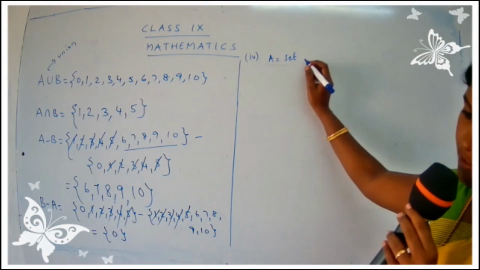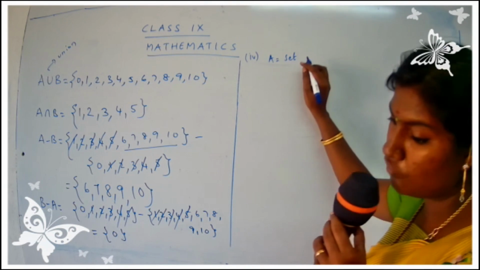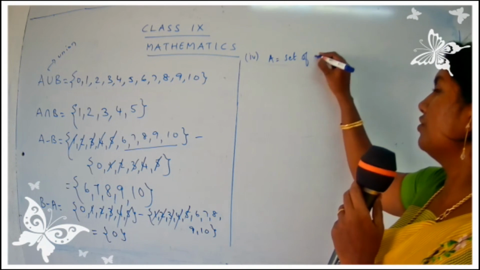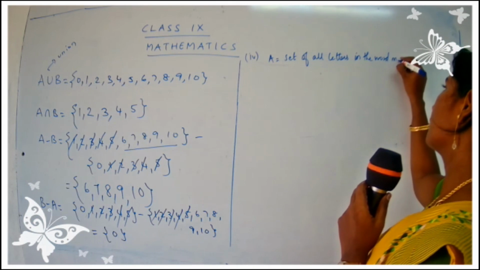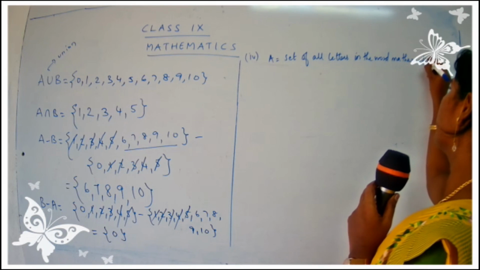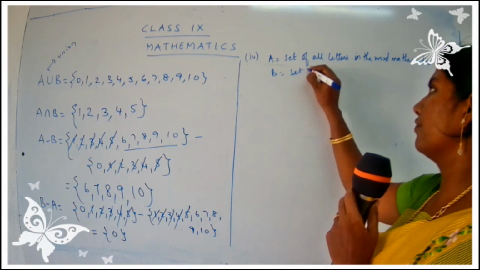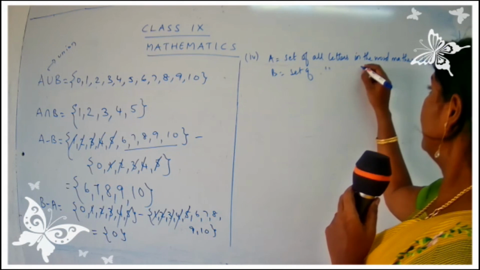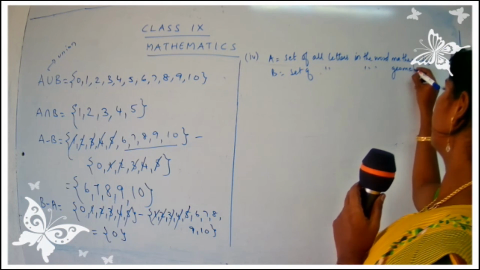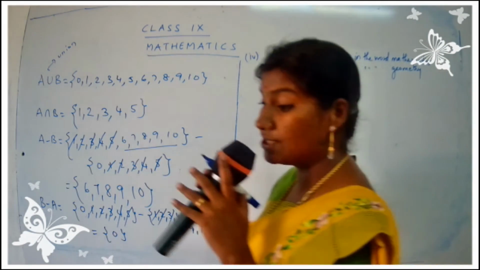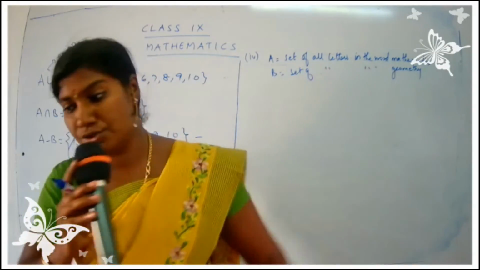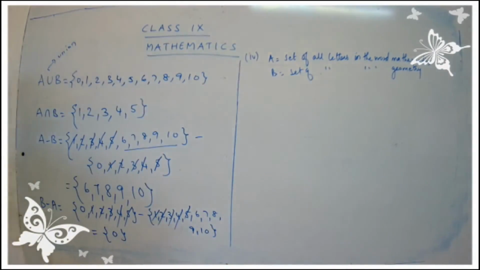A is the set of all letters in the word mathematics, and B is the set of all letters in the word geometry. So mathematics and geometry. This is which form, children? Yes, the first form, that is descriptive form. The set is described in words. So you call it a descriptive form.